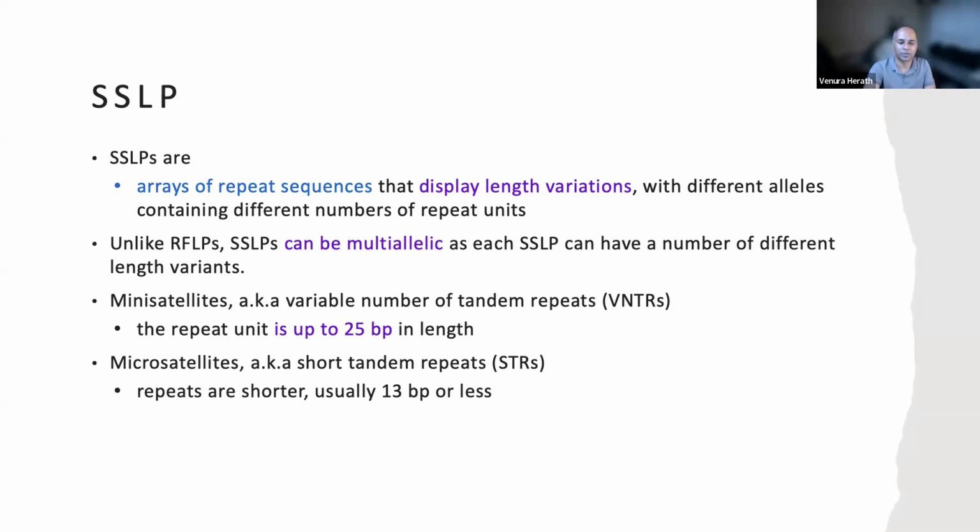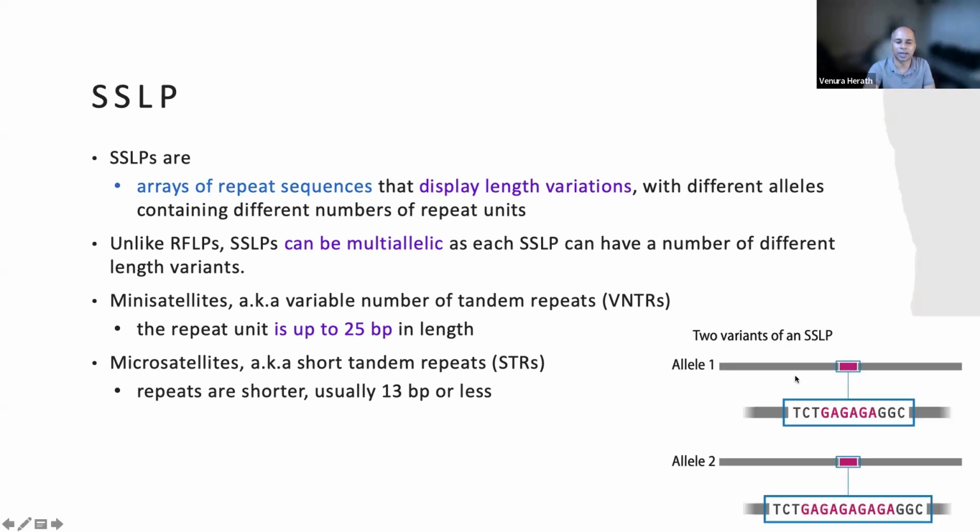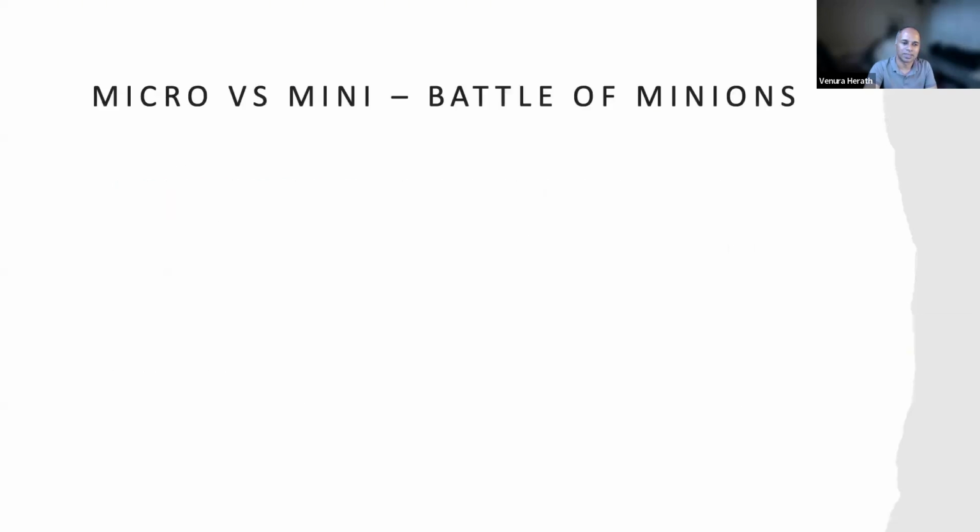But before that, if you want a visual idea about this, you can see your allele 1 contains GA, and if you look at your allele 2, you can see there are two sets of additional repeats. Therefore, you can separate these using your SSLP markers. Okay, so now you're thinking, which is best, the micro or the mini? So let's see the battle of minions.